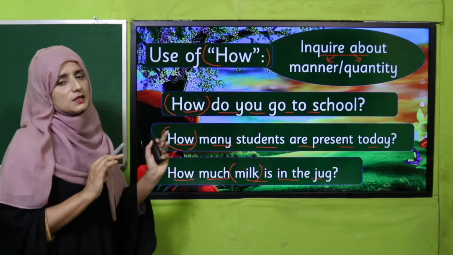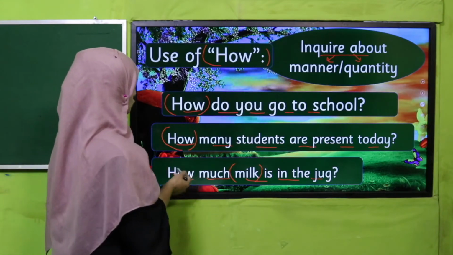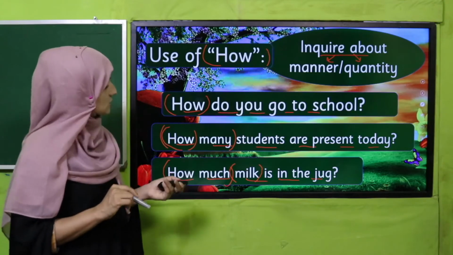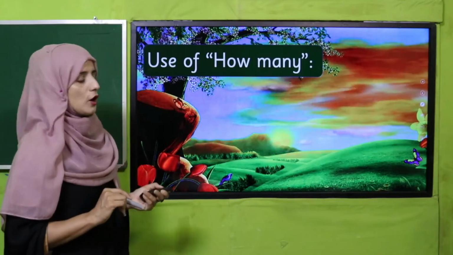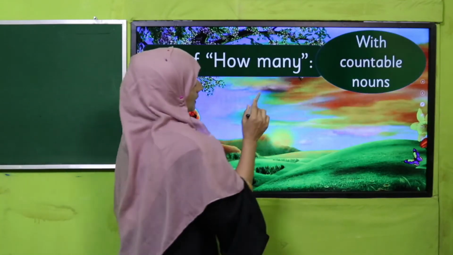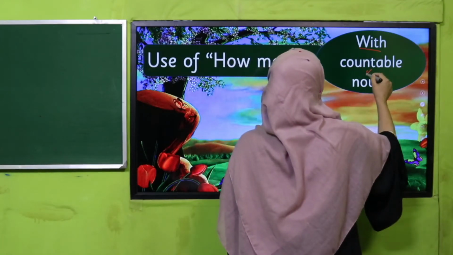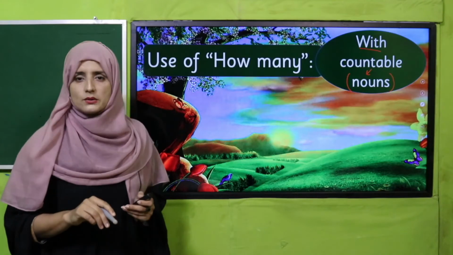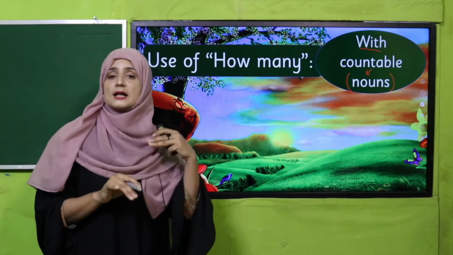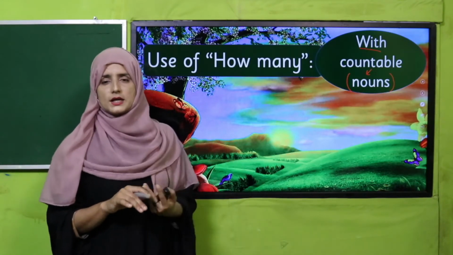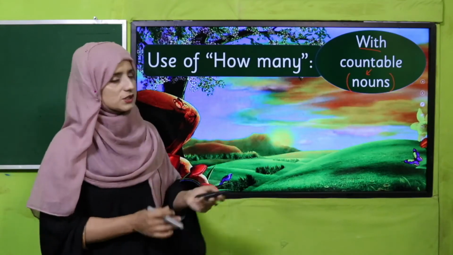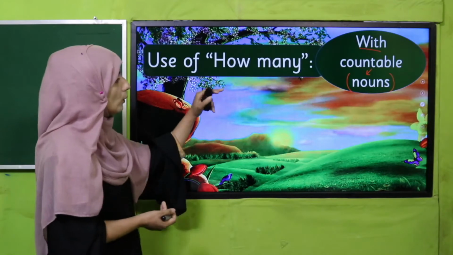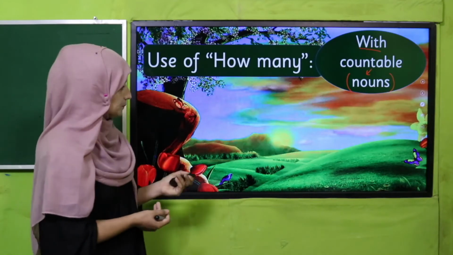But there is a little bit of difference in the use of how much and how many. So let's see what the use is. Use of how many: we use how many with countable nouns. My dear students, do you know countable nouns? Yes, the nouns that can be counted easily. Such nouns are called countable nouns. So we use how many with countable nouns.